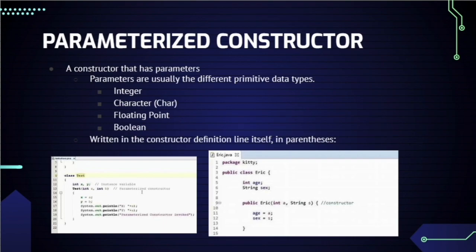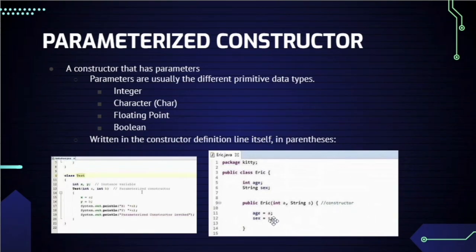The parameterized constructor is basically a constructor that has parameters. Parameters are usually the different primitive data types. These have been done in a previous video. So integer, character, char, float. Floats are basically numbers with decimals after them, and booleans are true or false. And I should have mentioned, characters are single characters like C or A. These are written in the constructor definition line itself and in parentheses.